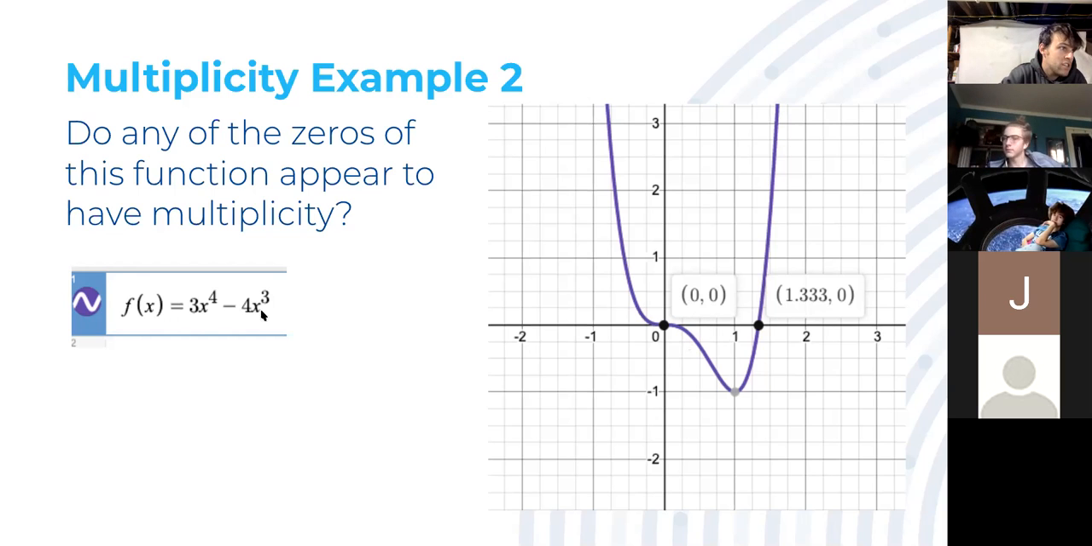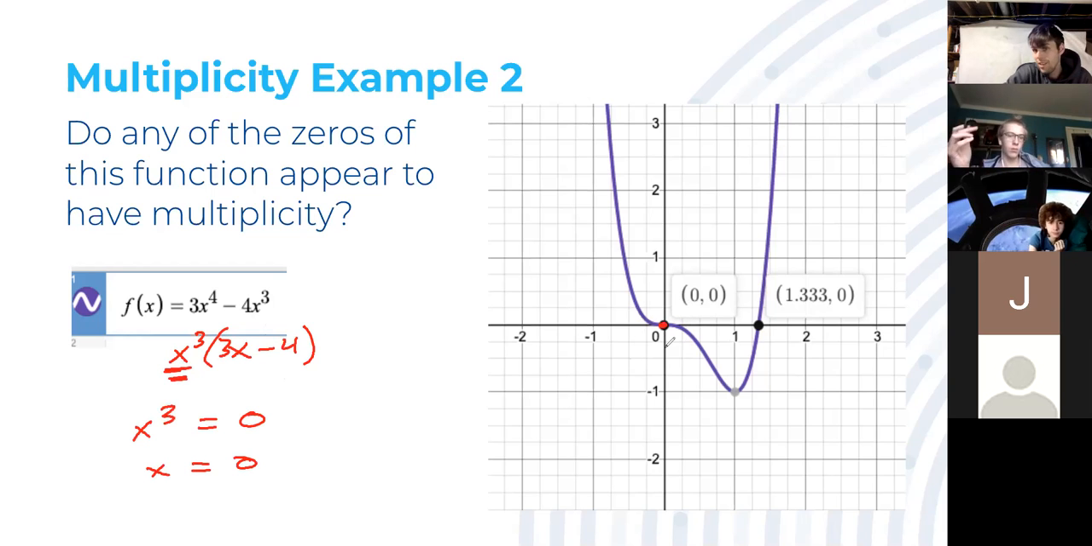And hopefully we could actually sort of see that, because if I go to factor this, first thing I notice is I can factor out an x cubed. So that leaves us with 3x minus 4. This one's not too hard to factor. I can see this right here has a multiplicity of 3. And that would give us this 0 here. If I set that up, right? X cubed equals 0. X equals 0 is going to have a multiplicity of 3.